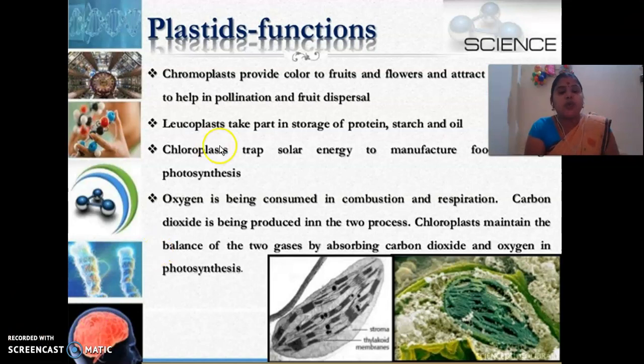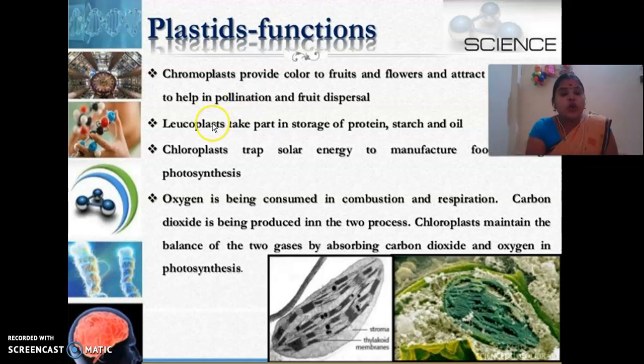See here, the chromoplast provides color to fruits and flowers. Once it gives the color to fruits and flowers, they are attracted by insects and animals. Once they are attracted by insects and animals, they start to help in pollination. Once pollination has started, what happens? A fruit will develop, and the matured fruit will start to disperse.